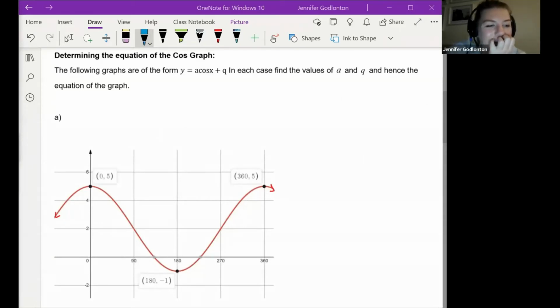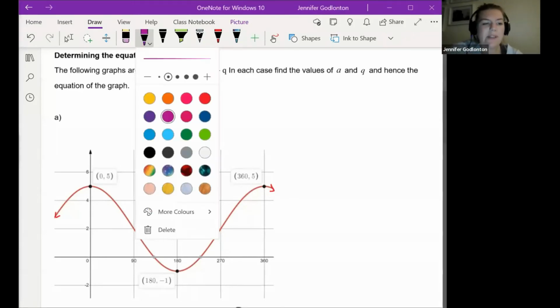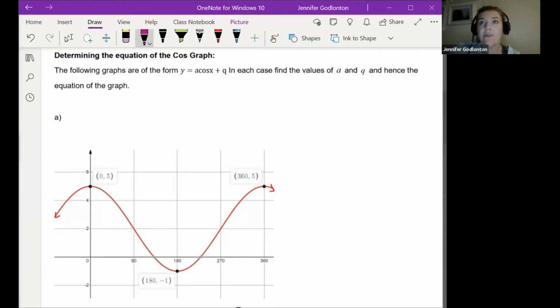Okay, so that's not bad. One of the big differences is that sine starts at its middle point. When we think of a normal sine graph, it starts at 0. For cos, I see lots of people saying cos starts at 1 or cos starts at -1. That's great if it's just a normal cos graph, but if I have an amplitude involved, that's going to change.